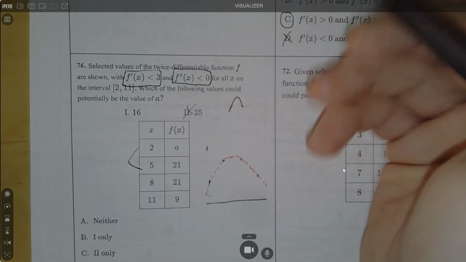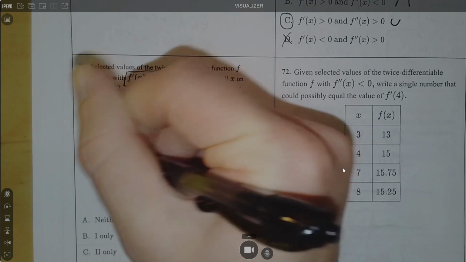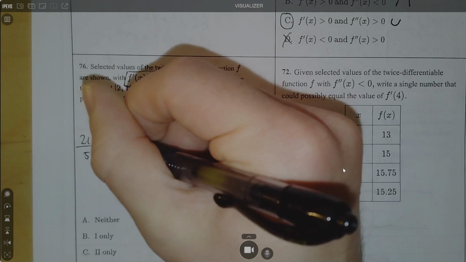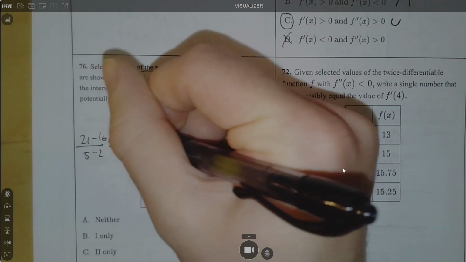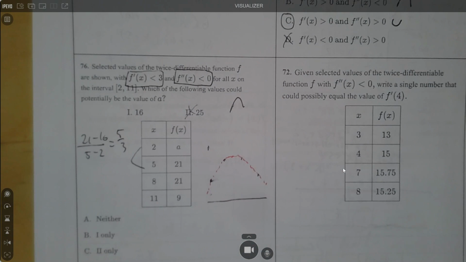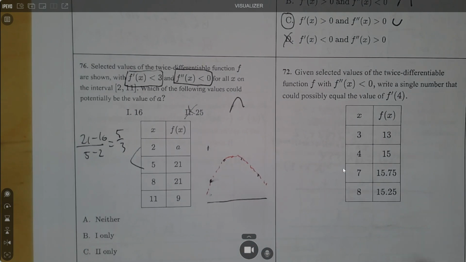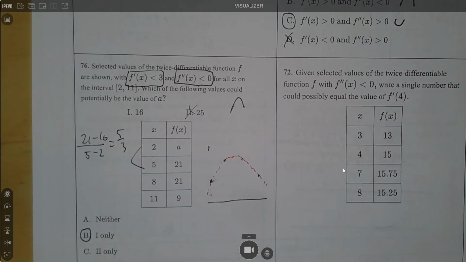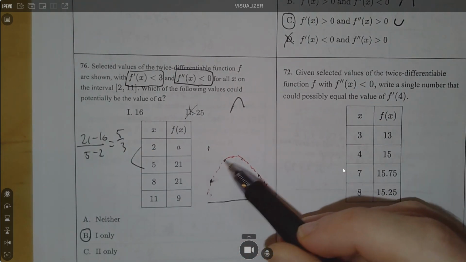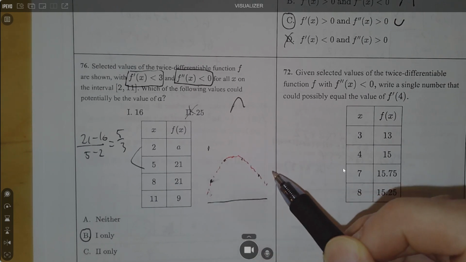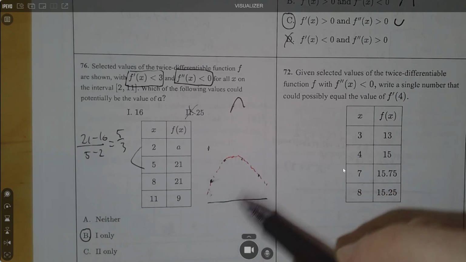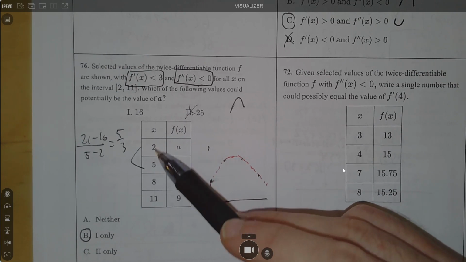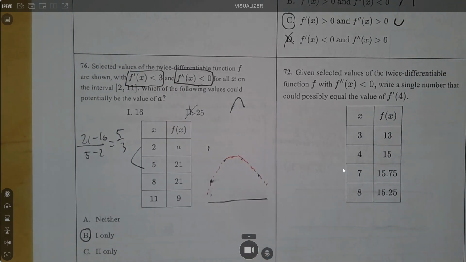All right, so I'm getting the average rate of change. I'm going to do 21 minus 16 over 5 minus 2. 21 minus 16 is 5. It's looking fine, guys. 5 over 3, yeah, it's staying below 3, right? So it looks good to go. I would say that only one is true, because it remains concave down the entire time, and the derivative does not have to exceed 3 for that to be true. Okay.